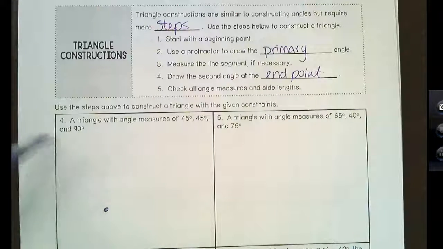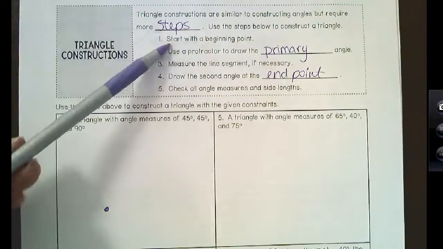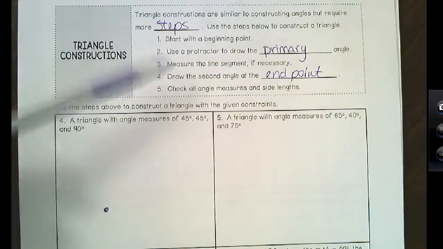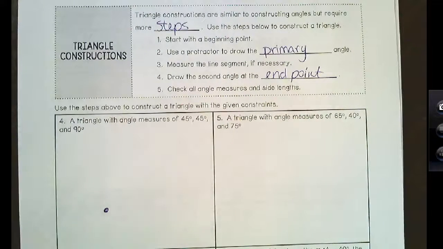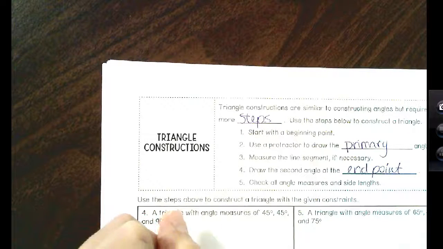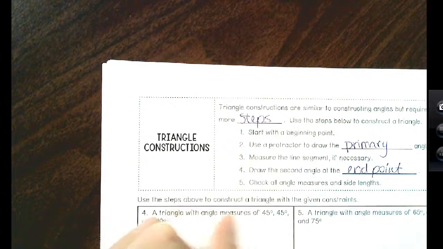All right, so for example 4 down here, we have to start with a beginning point. So I've got my beginning point, and I'm going to use a protractor to draw that primary angle. The first thing that I'm going to do is, in order to use my protractor to draw that primary angle, I need to have kind of a guideline, I would call it. So I'm going to go ahead and just draw a really faint line right here.